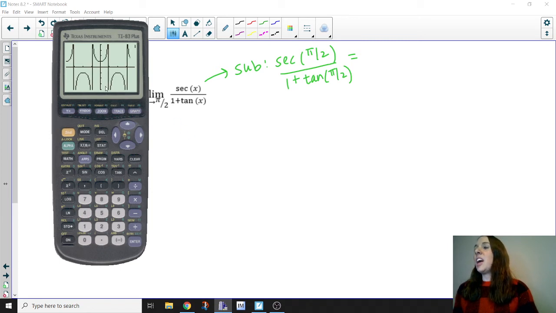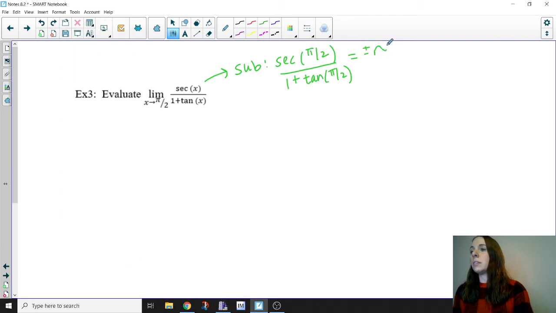I should say at pi over 2 for secant, it is an asymptote, okay? Which means that coming from one side, we're going to positive infinity. Coming from the other side, we're going to negative infinity. In this case, from the left, we're going to negative infinity. From the right, we're going to positive infinity. I'm just going to call that plus or minus infinity here.